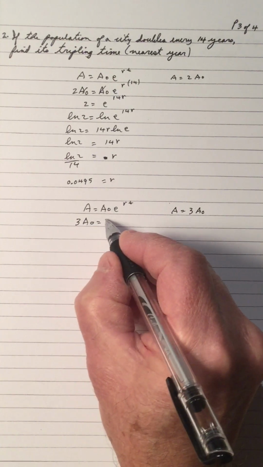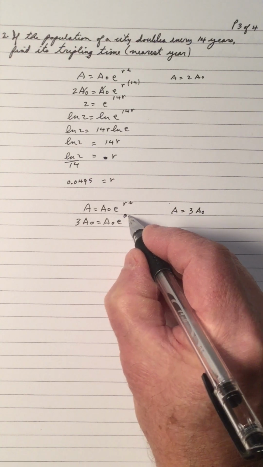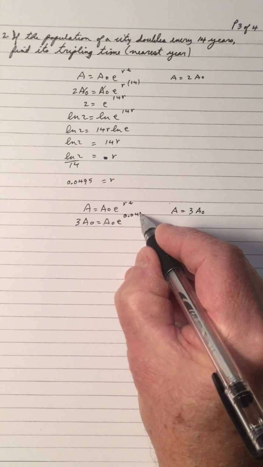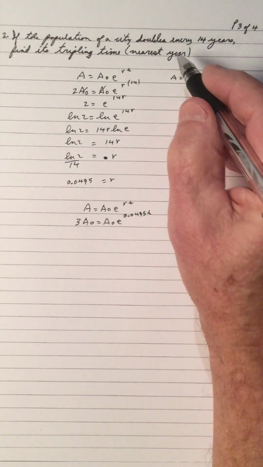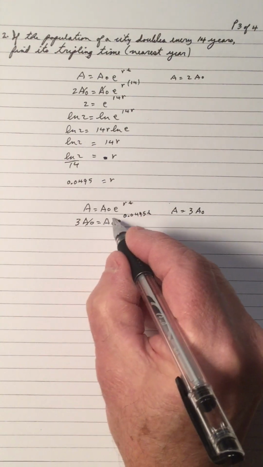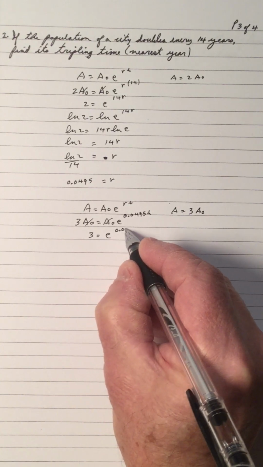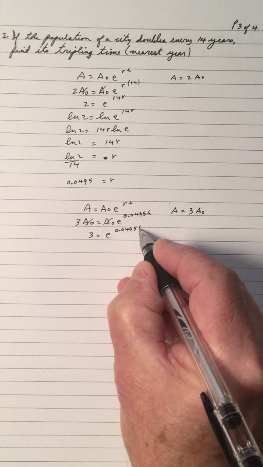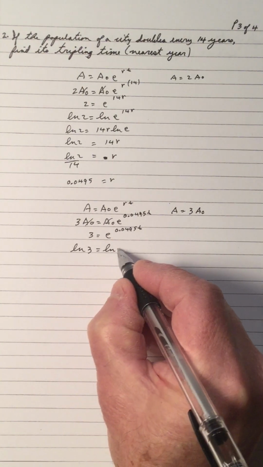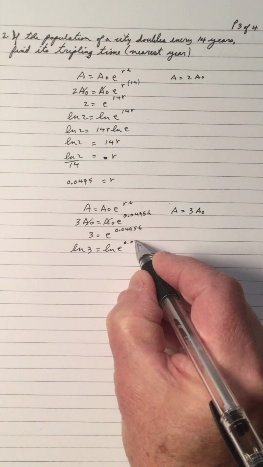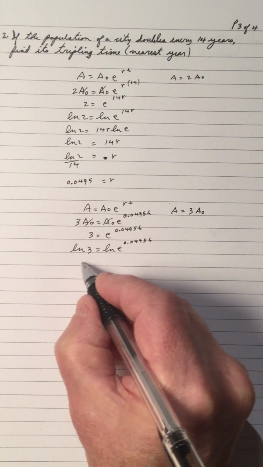A is 3A0, e to the rate 0.0495t. We're looking for the number of years to the nearest year, so we divide by A0. So 3 equals e to the 0.0495t. Again, we do the ln of each side. We could do the log, but ln comes out to be quicker.